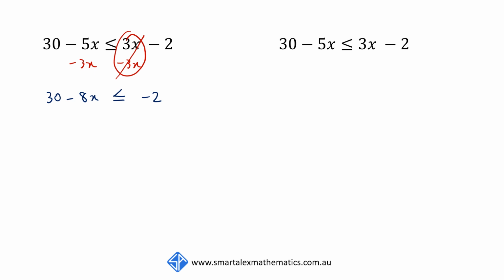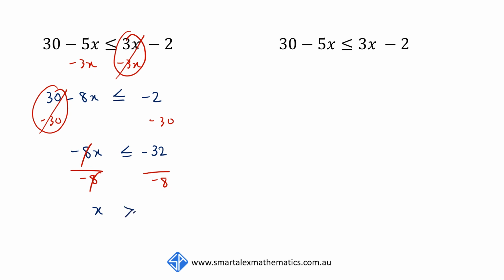Next step, I'm going to subtract 30 from both sides. Subtraction doesn't reverse the sign. So we have minus 8x is less than or equal to negative 32. In our next step, we want to get rid of the negative 8. So this time we're going to divide by a negative 8, which is a negative number. And this means that we're going to have to reverse the inequality sign. So our answer becomes x is greater than or equal to 4.